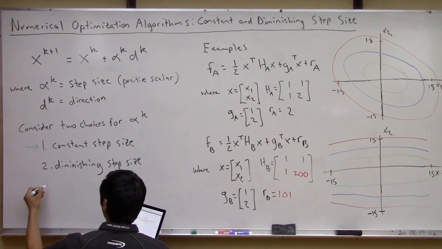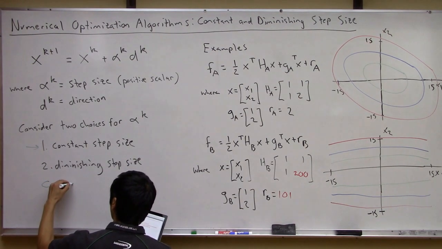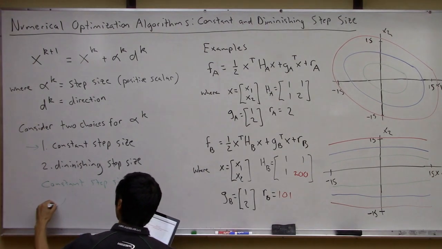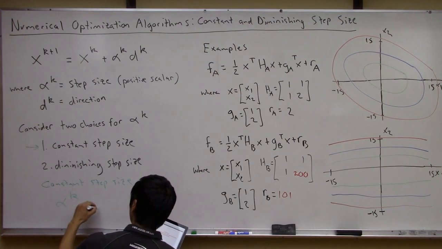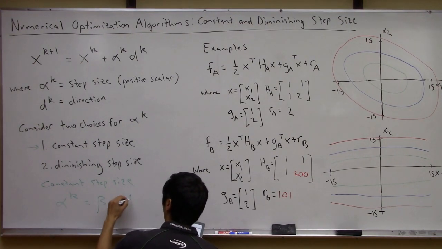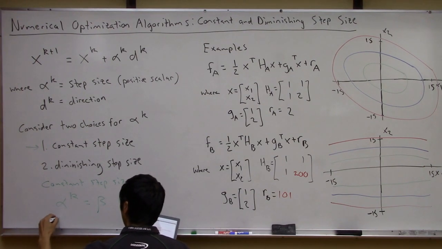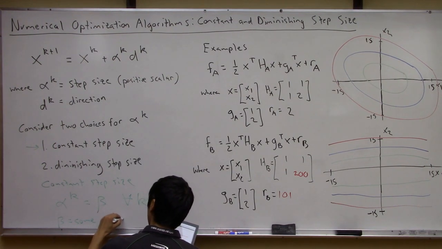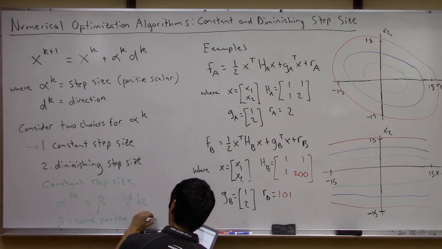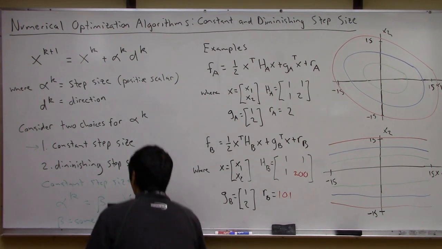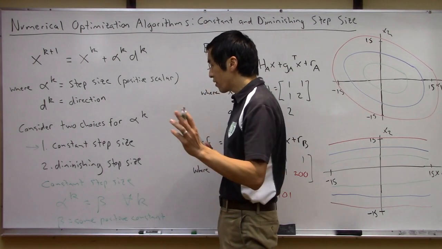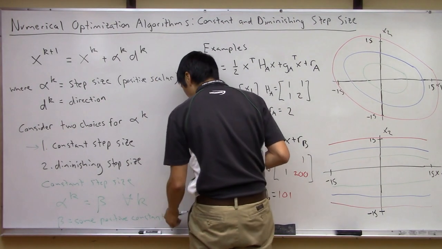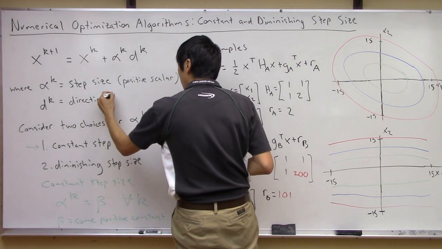The idea with a constant step size is, as the name implies, all you are going to do is choose alpha k to be some constant number beta for all k, right? So in here, beta is some positive constant. That, as you can see, yields a constant step size if this dk is a unit vector. So we should probably put that in here.